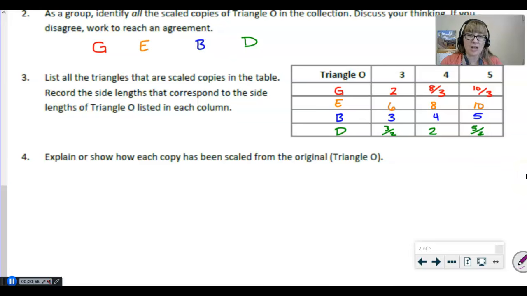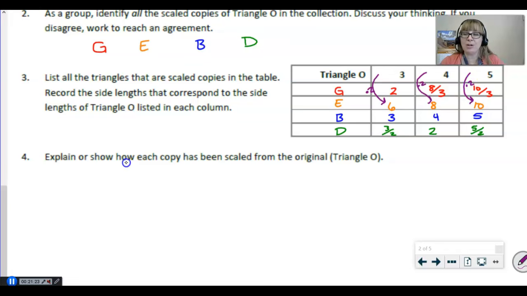We'll start with triangle E. And I want you to see that 3 can change to a 6 by multiplying by 2. So it makes sense that all of these are going to change in the same way. 4 multiplied by 2 gives me 8. And 5 multiplied by 2 gives me 10.